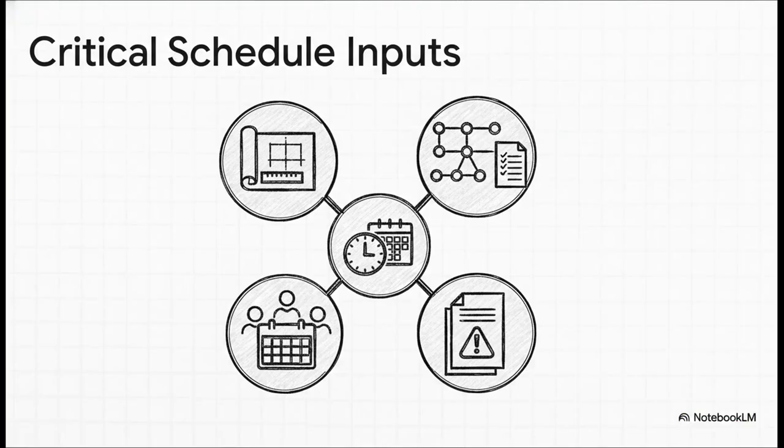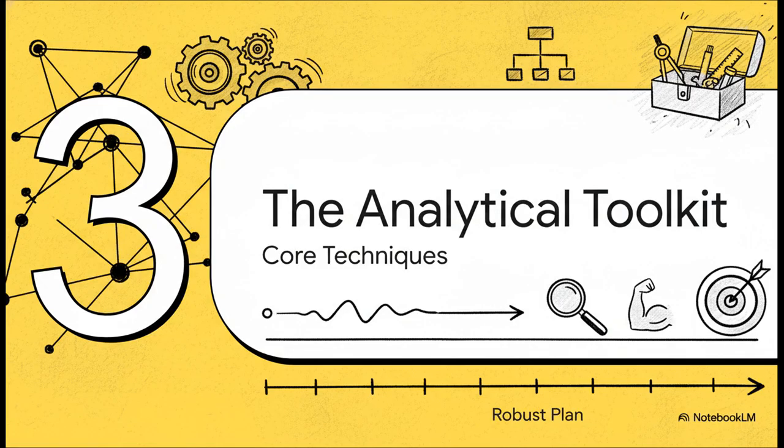I want you to think of these inputs as creating this full 360-degree view of the project. It's not a random checklist, it's a completely coherent system. The project management plan sets the rules of the game. The project documents define the work itself. Resource info tells us who is available and when, and the risk register prepares us for what could go wrong. A truly world-class schedule model has to integrate every single one of these. If you leave out the risk register, for example, you're just building a best-case scenario schedule that's pretty much guaranteed to break.